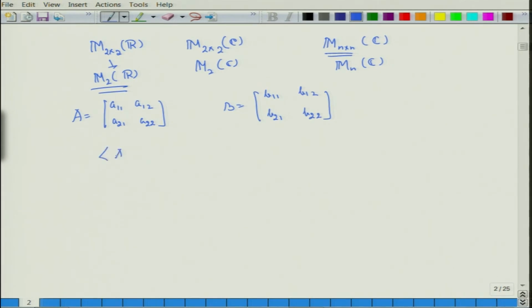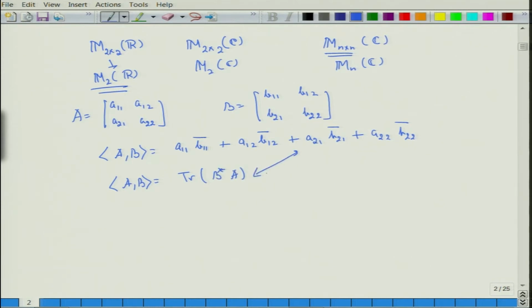So I can think of AB as just multiply component wise. So A11 into B11 bar plus A12 into B12 bar plus A21 into B21 bar plus A22 B22 bar. I can do this. There is no problem, and this will define an inner product because it is the standard inner product for you. I would like you to see that if I look at this AB, which is equal to trace of B star A, then do I get back this? That is the question. Alright.